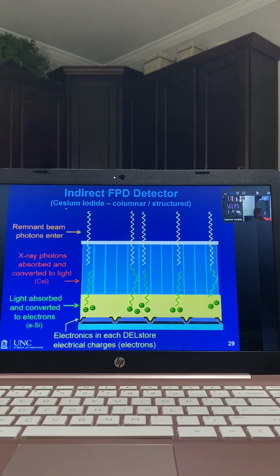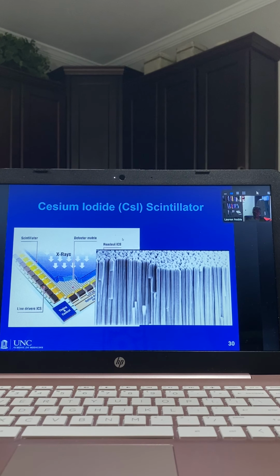The cesium iodide, you also need to know how it may be referred to. Cesium iodide may be referred to as a columnar or a structured scintillator. Columnar or structured. Okay. And the reason is, when you look at cesium iodide, this is what it looks like. It looks like a column, and it is very structured.